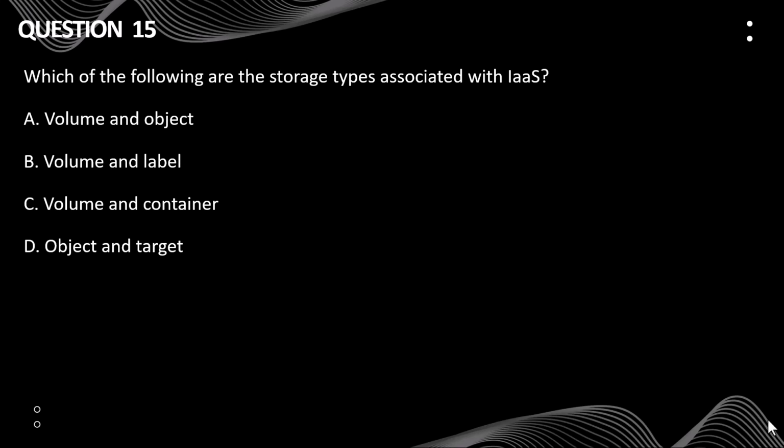Question 15. Which of the following are the storage types associated with infrastructure as a service? Option A, volume and objects. B, volume and label. C, volume and container. D, objects and targets. The answer here is option A.